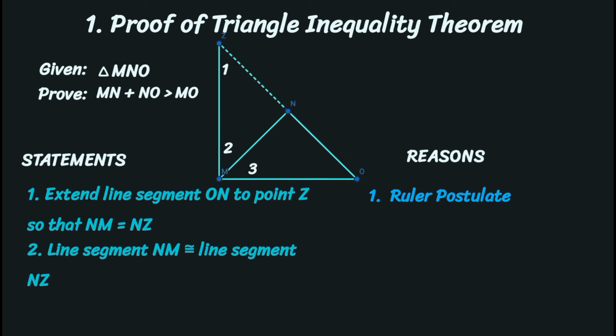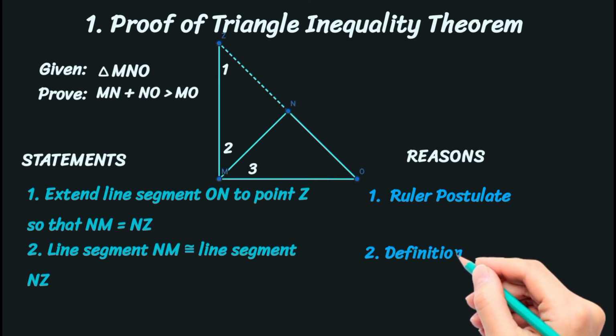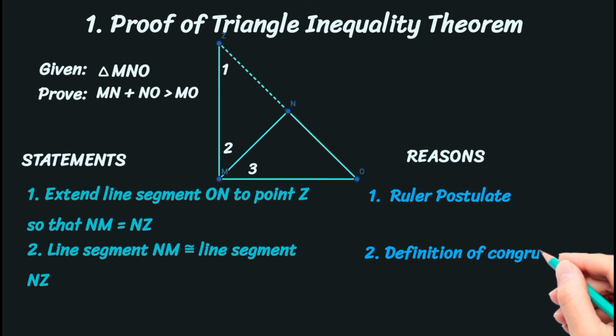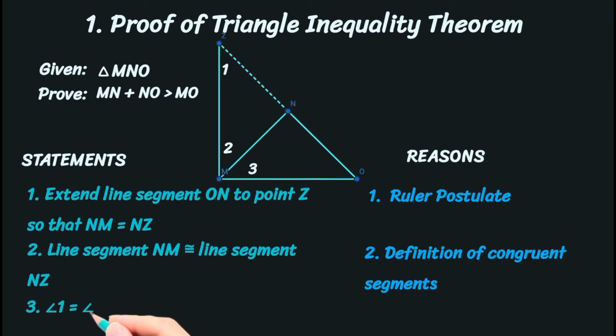In number 1, we say that they are equal, therefore they should be congruent as well. The reason for number 2 is the definition of congruent segments. This is why these two statements are connected to each other. Again, NM equals NZ, therefore NM is congruent to NZ.